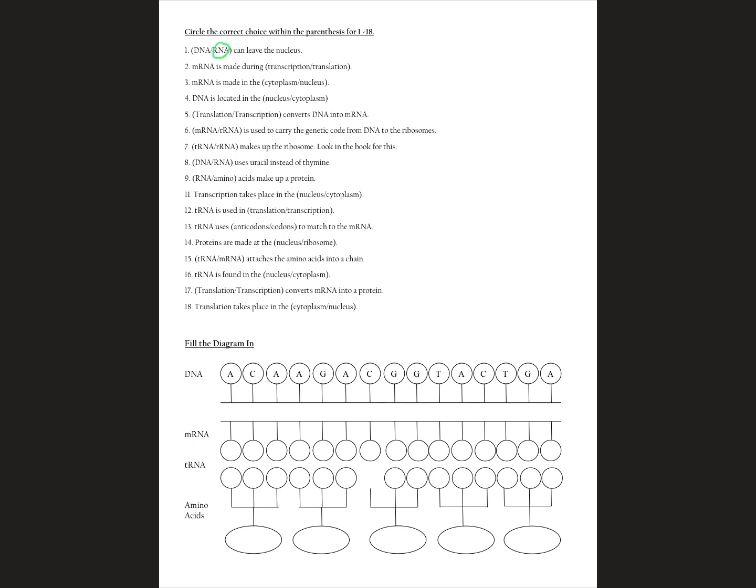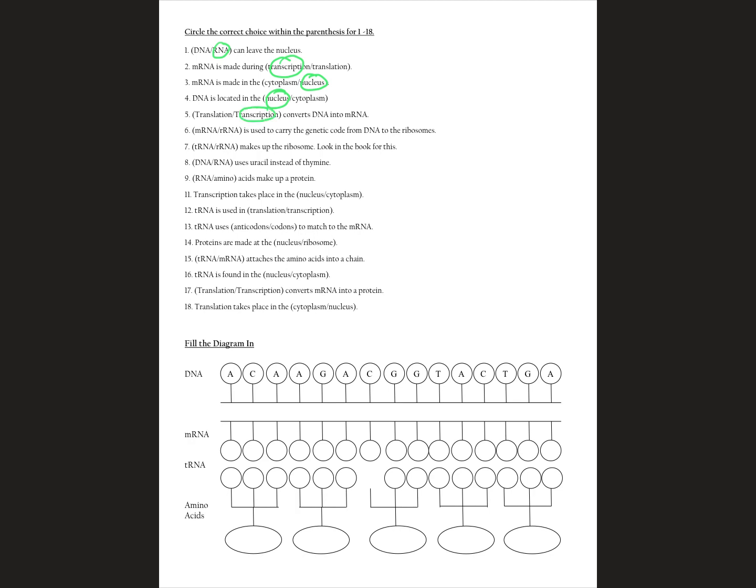mRNA is made during what? Transcription is correct. mRNA is made in the nucleus. So yes, it is used in the cytoplasm. So whoever said cytoplasm, it's used in the cytoplasm, but it's made in the nucleus. Very tricky question. DNA is located in the nucleus is correct, and only in the nucleus, in eukaryotes. Remember, I keep saying this, but in prokaryotes, everything's in the cytoplasm. There's only one space in the cell. There are not multiple compartments.